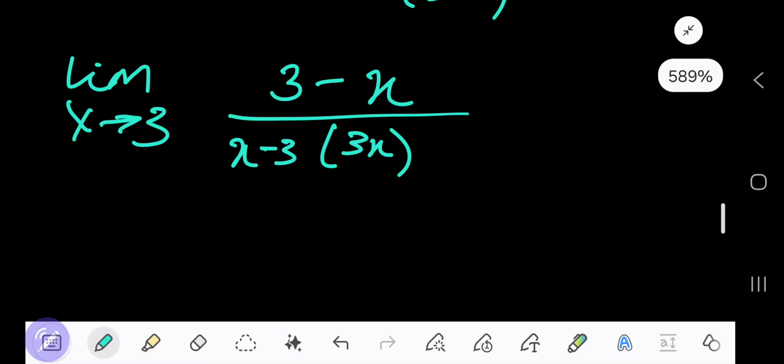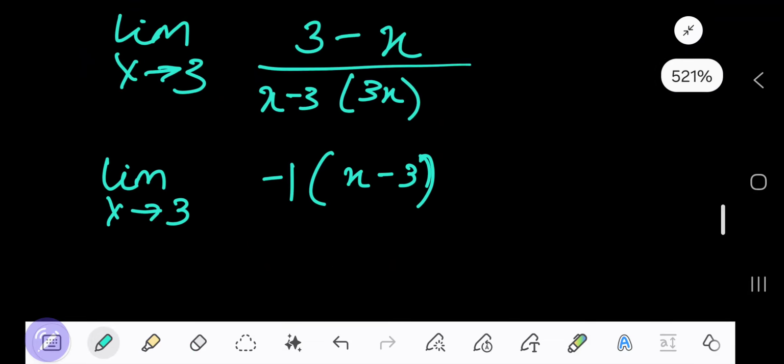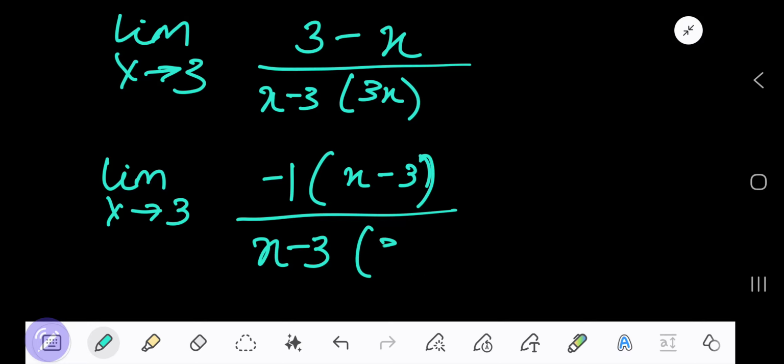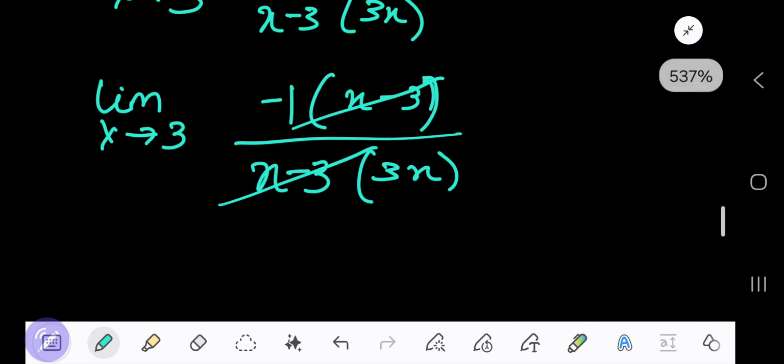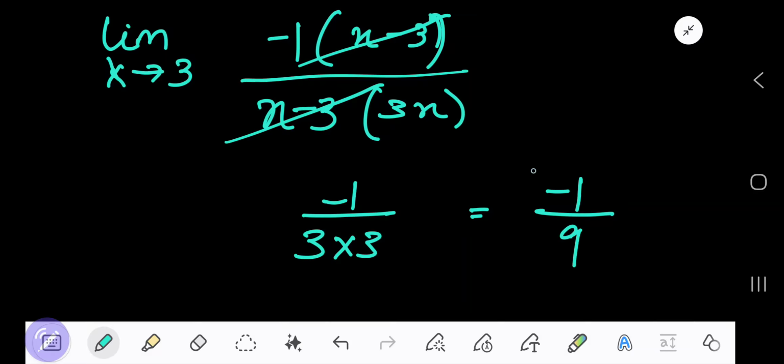Alright, now on top, if you look carefully, we can factor out a negative 1, and when you do that, all you're left with is x minus 3, because minus 1 times minus 3 is just 3, and minus 1 times x is minus x. Basically this is 3 minus x on top. Over we have x divided by x minus 3 times 3x. So we can cancel the x minus 3's. All we're left with is negative 1 over 3x. Now if you plug in the value of x, we'll have negative 1 over 3 times 3, which is negative 1 over 9, and that's it. That's your answer, basically.